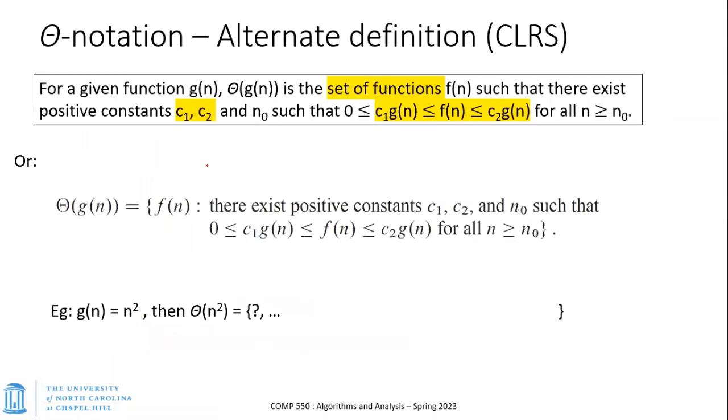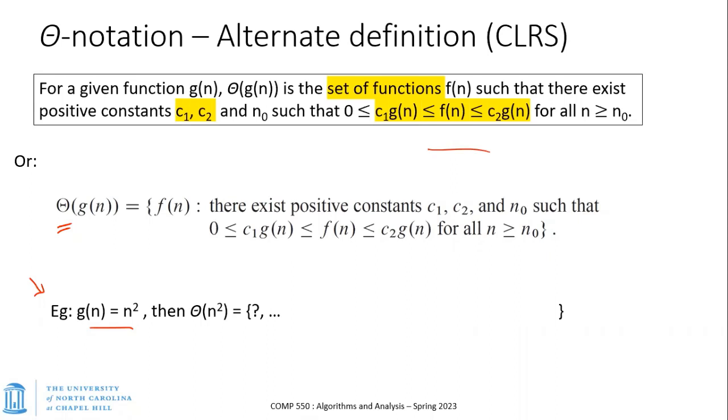Okay, and if you look at the alternative definition, then again it's fairly straightforward. Again, theta is now a set of functions. So for a given function g of n, theta of g of n is a set of functions such that it satisfies, with positive constants c1, c2, and n naught, this particular condition for all n greater than or equal to n naught. Okay. So can people now suggest what could be, if g of n is n squared, what would be the theta n squared, that set of functions? Any examples of those functions?